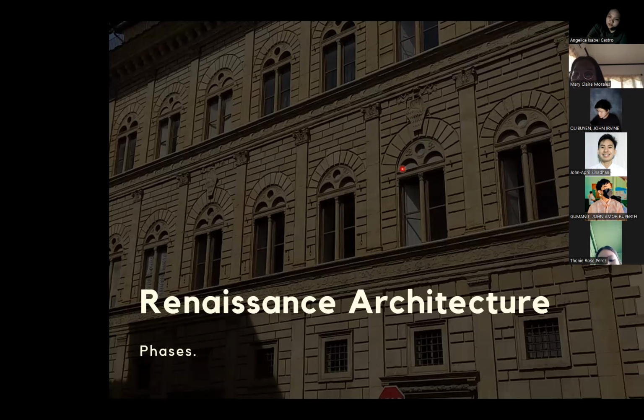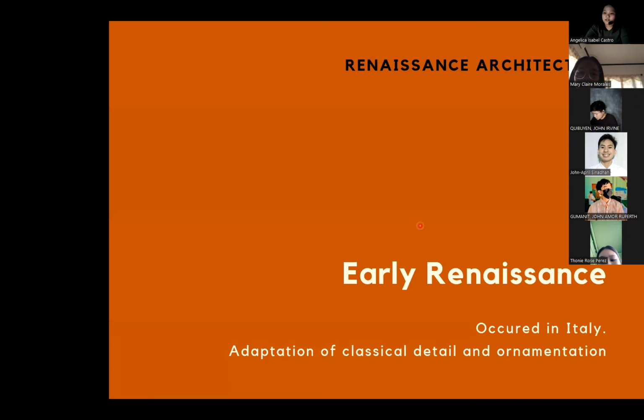You have 3 phases: your early, your high, and your late Renaissance. So let's go to the early Renaissance. Early Renaissance occurred in Italy, as I've mentioned. This is the start of the adaptation of the classical detail and ornamentation. Take note, it's not just the ornamentation, also the detail, also the process.